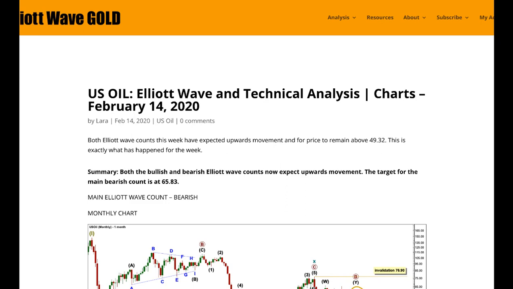Both my wave counts were expecting upward movement this week, and that's again exactly what we've got. The low remains in place. It was tested but not breached, and that's pretty typical for the beginning of a new trend, especially for this market. The target for the main bearish wave count for this upward swing is 65.83.